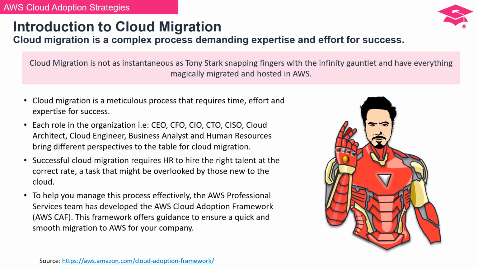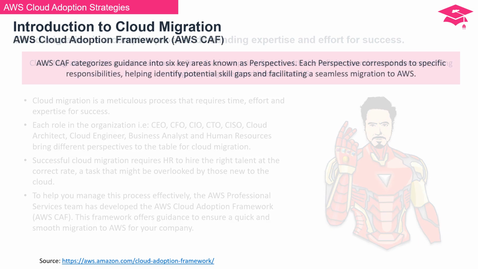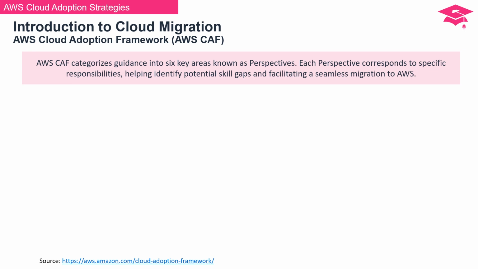To streamline and guide you through this intricate process, the AWS Professional Services team has developed the AWS Cloud Adoption Framework or CAF. This framework provides essential guidance, ensuring a quick and smooth migration to AWS for your company. AWS CAF is your comprehensive guide, strategically categorizing guidance into 6 key areas known as perspectives. Each perspective aligns with specific responsibilities within your organization, aiding in the identification of potential skill gaps and ensuring a seamless migration to AWS. Let's delve into the 6 AWS CAF perspectives.